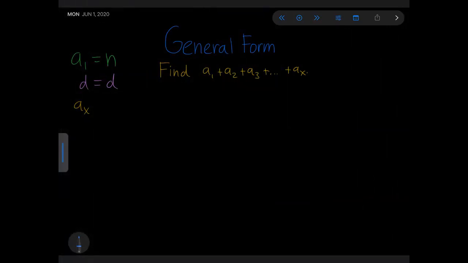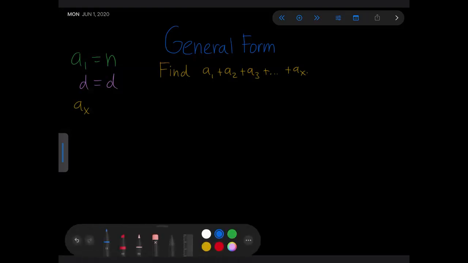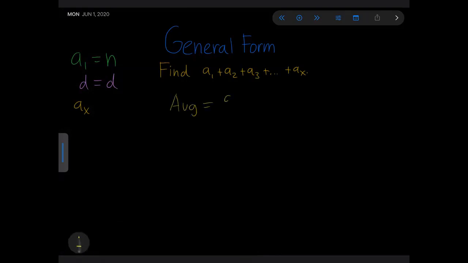We do the same thing. We find the average of the numbers. And how did we find the average? We took the sum of the first and last terms, divided by 2. So let's do that. The average is equal to a1 plus ax over 2. Now, here's the harder part. We have to multiply it by how many terms there are. Well, how many terms are there? Let's find out.